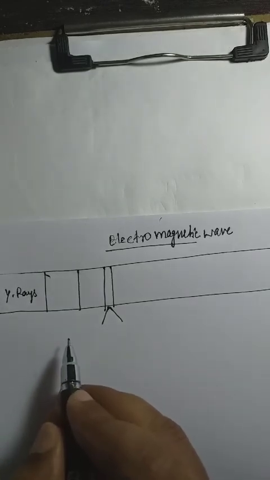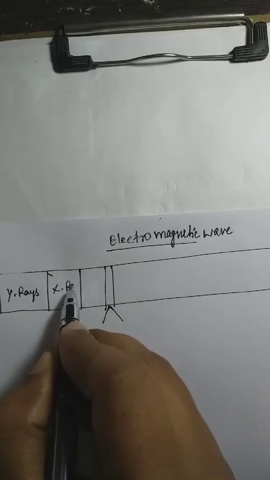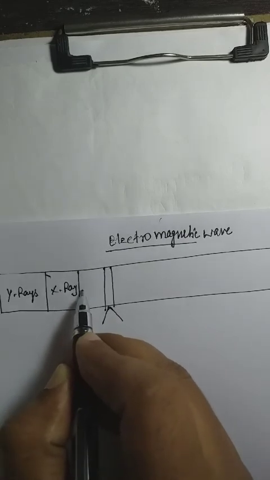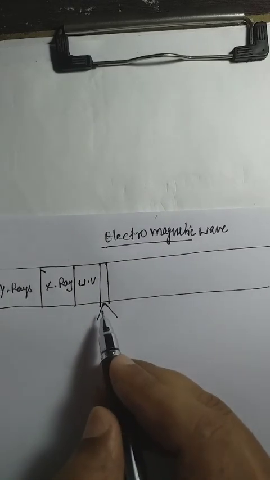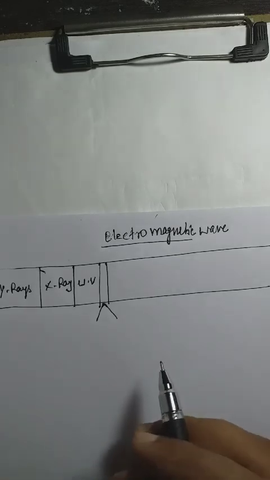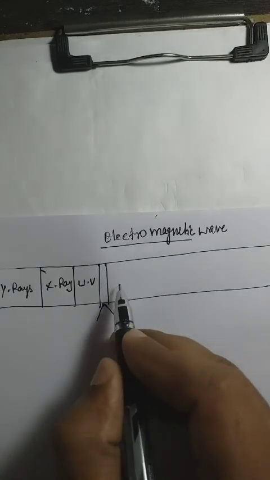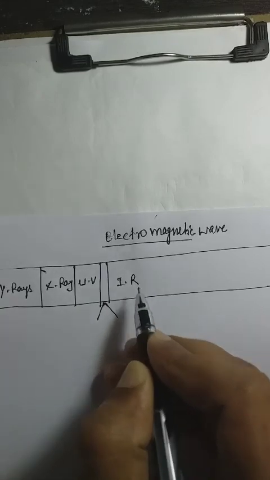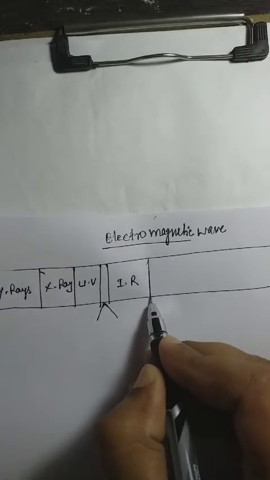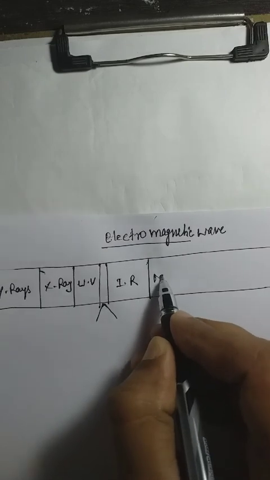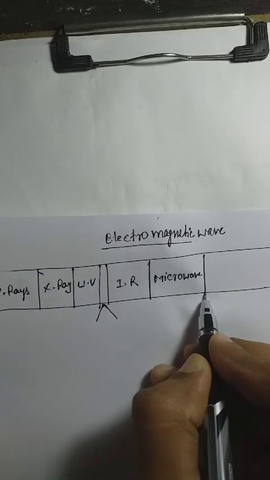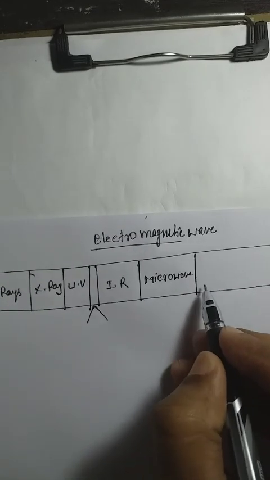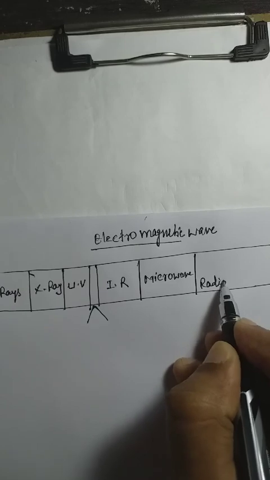Then we have X-ray, then ultraviolet ray, or you may say UV ray. In between is the band called the visible spectrum, which is easily recognized by us, and after this is the infrared region, and then microwave. This is the band of microwave. After this is the long band of radio wave.